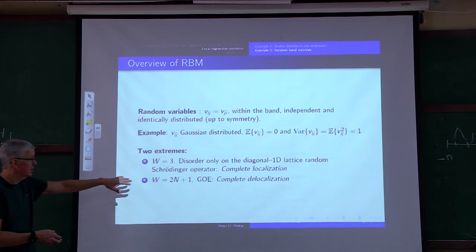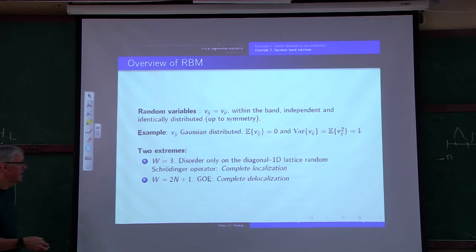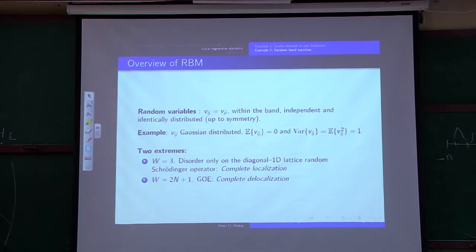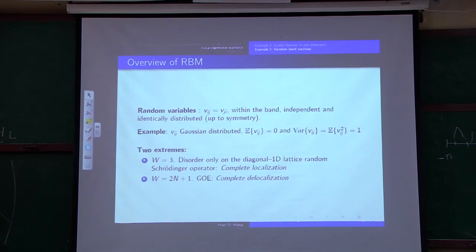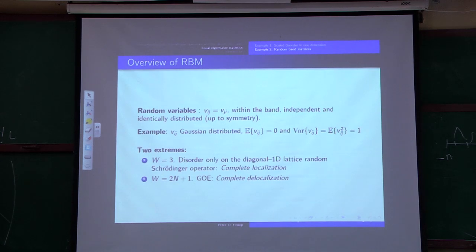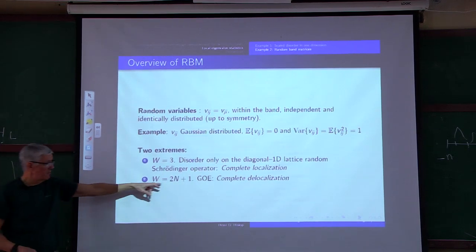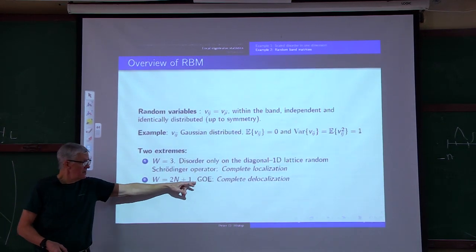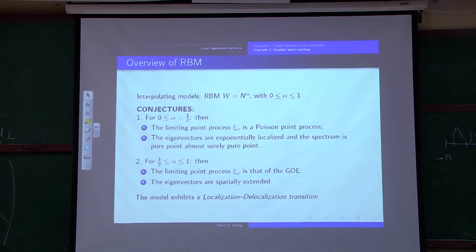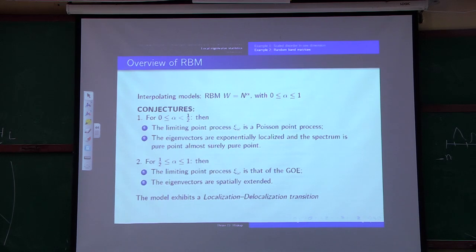And as I said, there are two extremes. In the case that W is equal to 3, where it looks like a random Schrodinger operator on the lattice in one dimension, there you're supposed to have complete localization. On the other hand, when the width is 2n plus 1, the size of the system, then you're in the delocalized regime. That's like number 2 in the conjectures that I mentioned a little bit earlier.